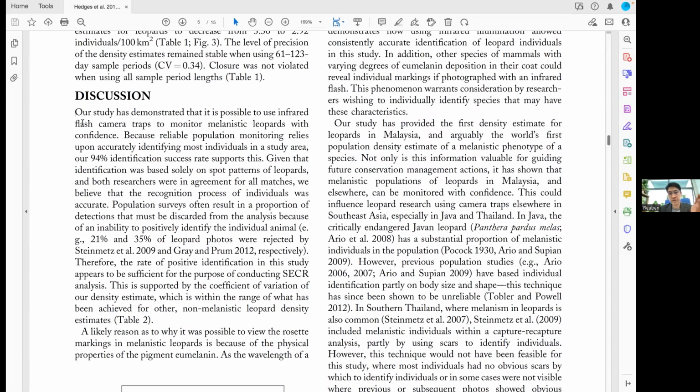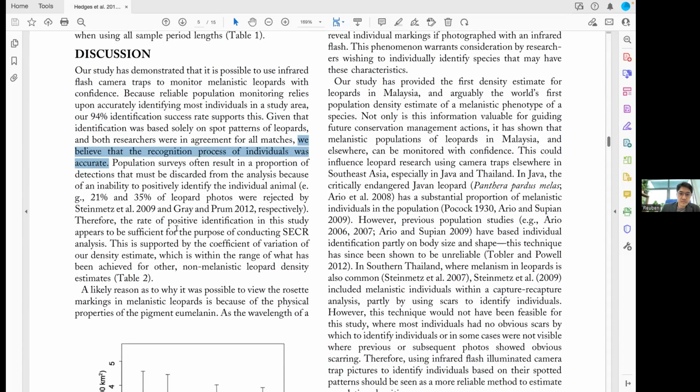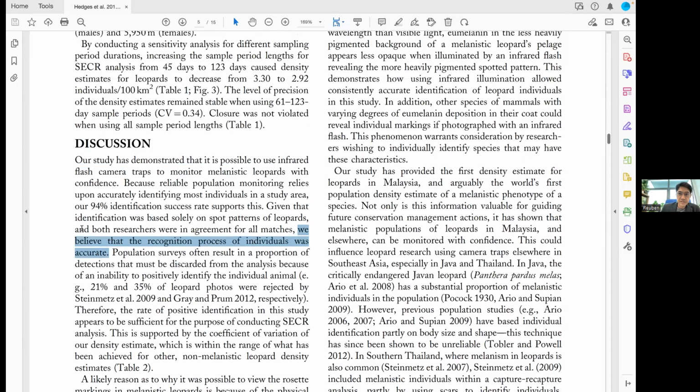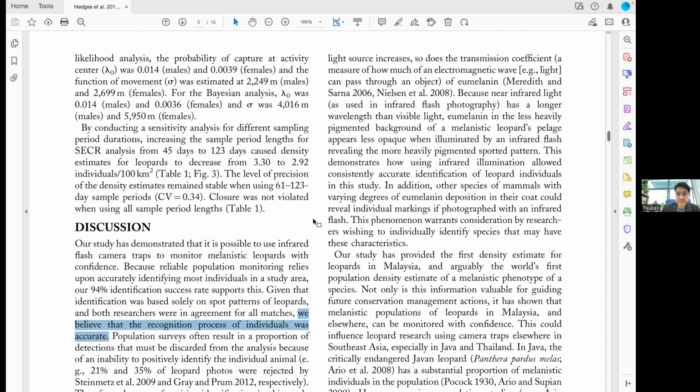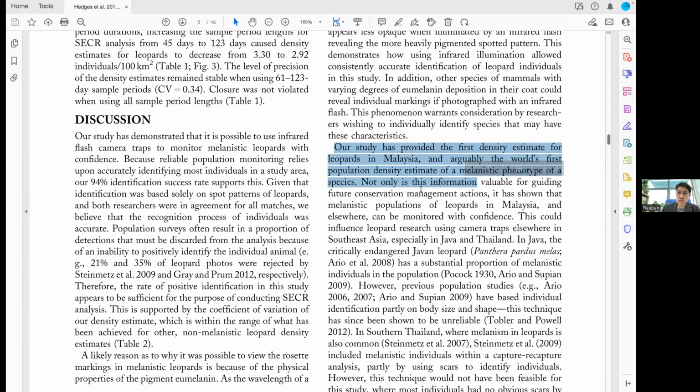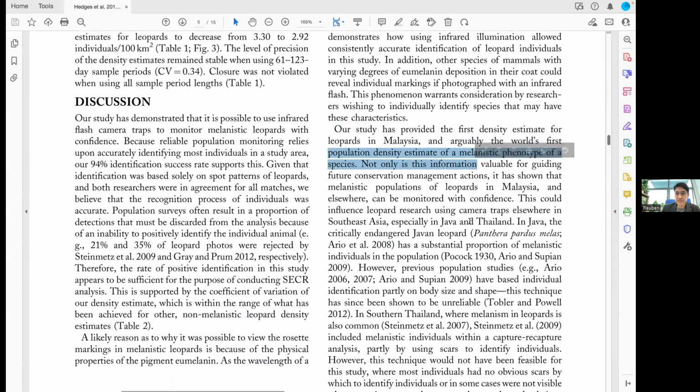Let me refresh your memories. We started off with a summary sentence of how important your study was. Those are the first few sentences. And then you can also give your own perceptions, saying, hey, this method is accurate. When you start talking about the different aspects of your objectives, here it's like our study provided the first density estimate for leopards, the world's first population density for the melanistic phenotype.